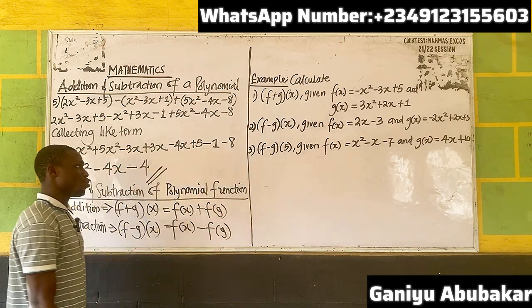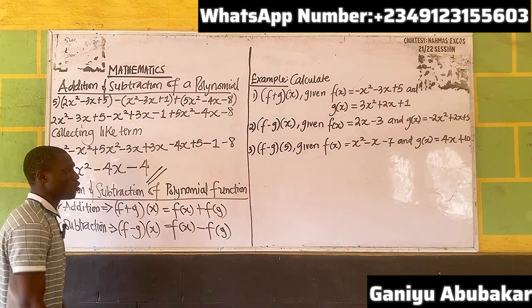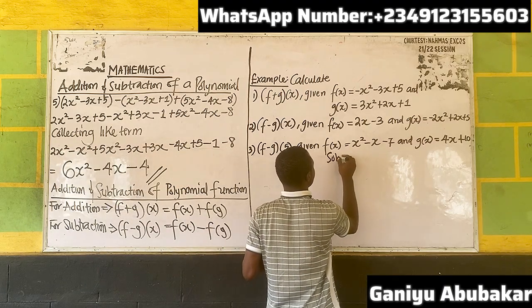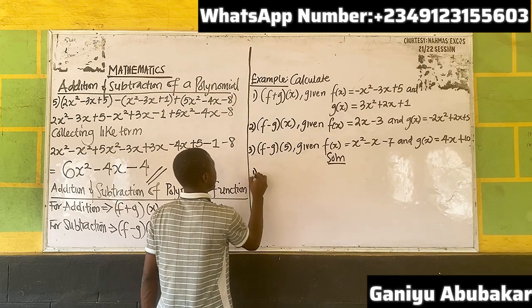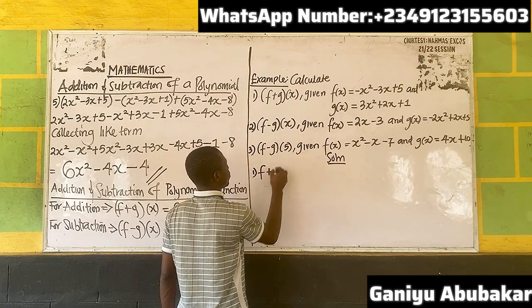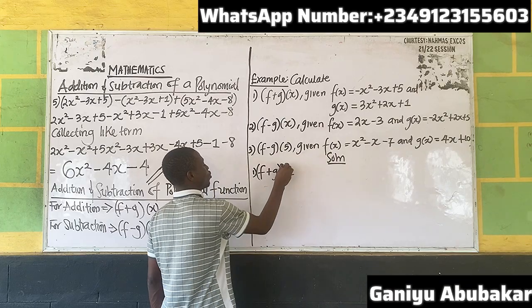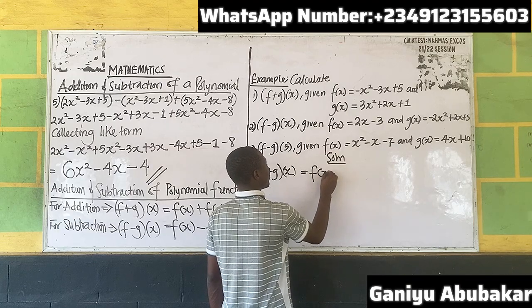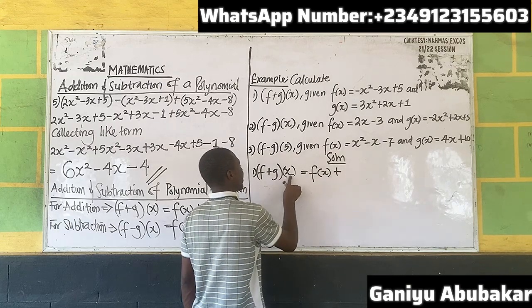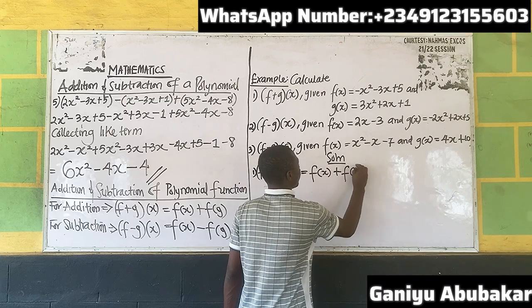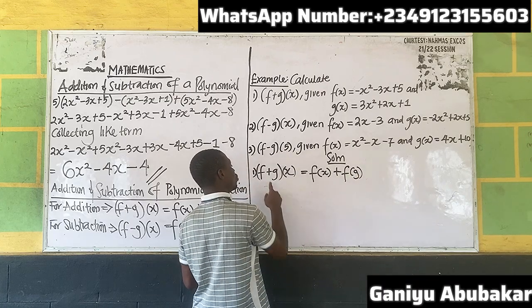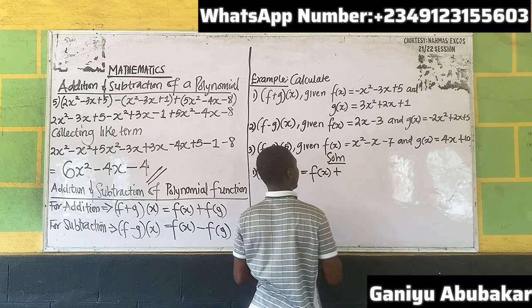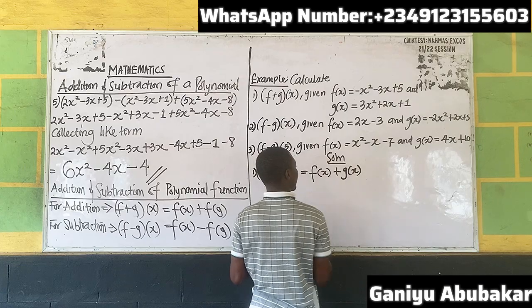First things first, this is a problem under addition and subtraction of polynomial functions. What do you do in this case? The solution is simple as this. For number 1, I'm given f plus g of x. Your first task is to expand first. So f plus g of x gives you f of x plus g of x.